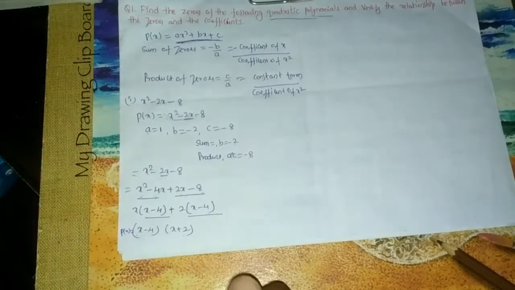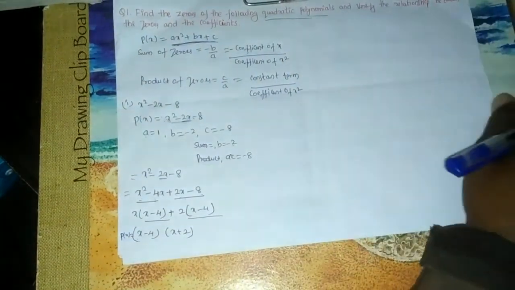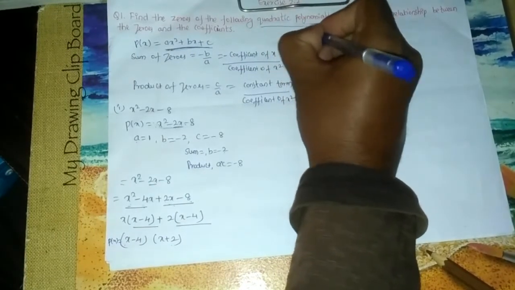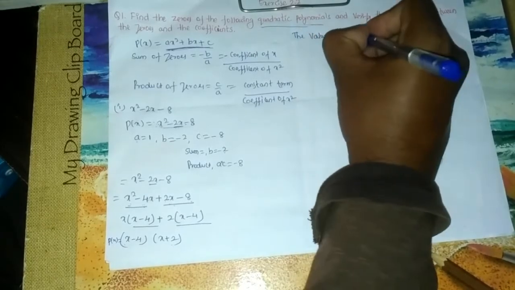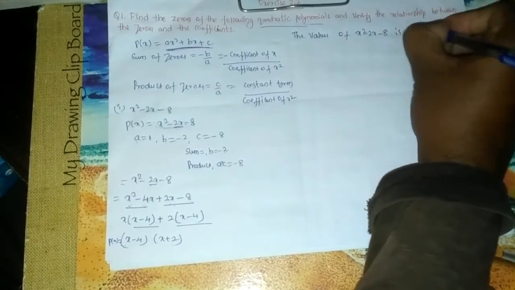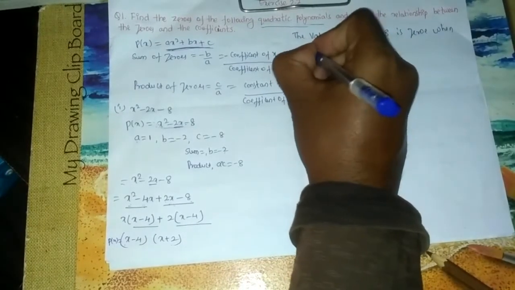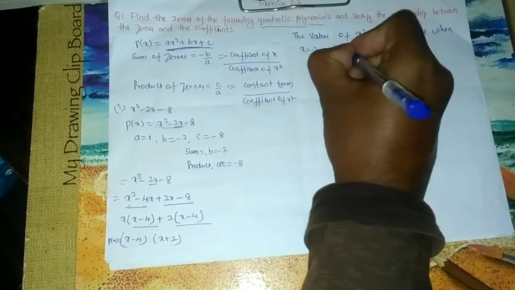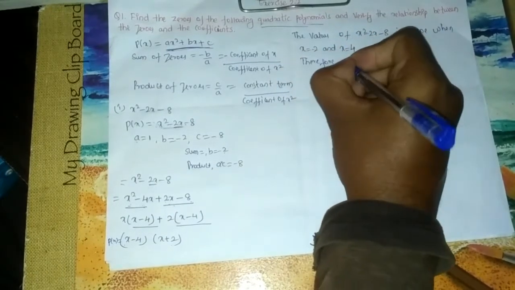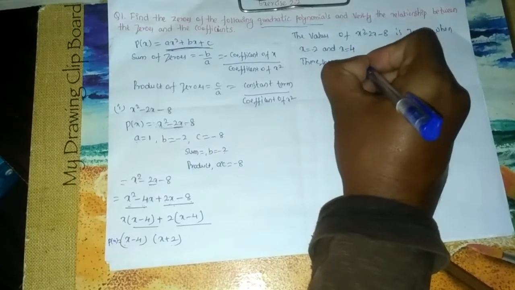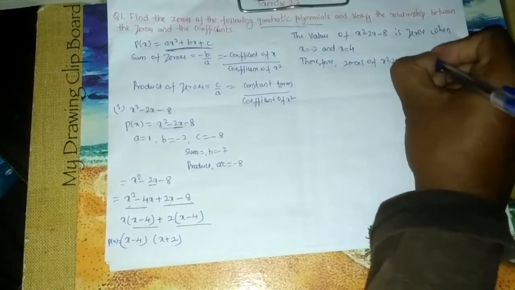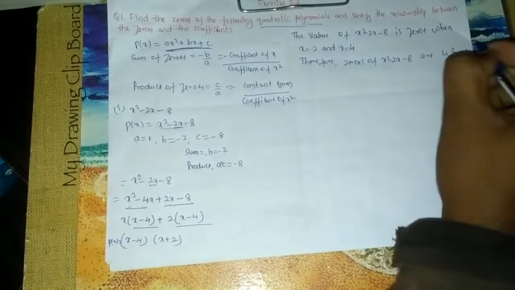Okay, so let me write down what we have got. The value of x square minus 2x minus 8 is 0 when x equals minus 2 and x equals 4. Therefore, the zeros of x square minus 2x minus 8 are 4 and minus 2.